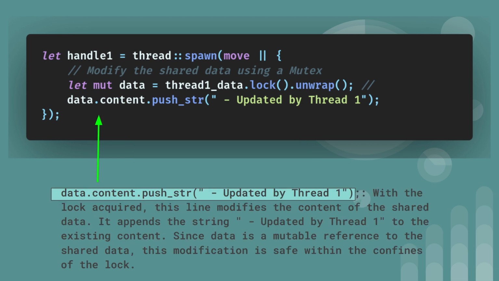And then on the next line, data.content. So with the lock acquired, this line modifies the content of the shared data. It appends the string, updated by thread one. Handle one is dealing with this, and then we'll have a handle two, and we'll have handle three, which have their own messages as well. Since data is a mutable reference to the shared data, the modification is safe within the confines of the lock.